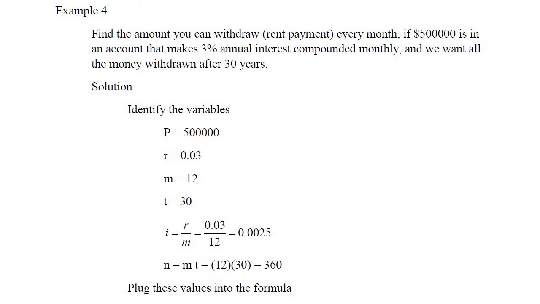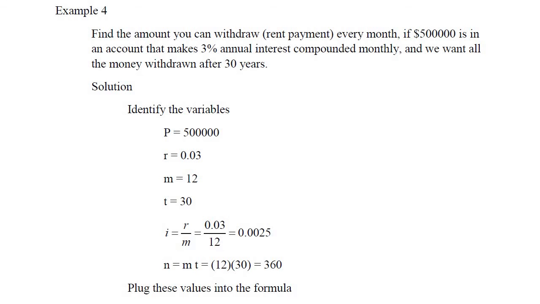All right, so let's take a look at this solution. First of all, identify the variables. The present value is $500,000. The interest rate is 3%, 0.03. It's compounded monthly, so M is 12. And we want to get all the money after 30 years, so T is equal to 30. Using these values, we can calculate I, which is our periodic interest rate, which is 0.0025. And N, that's going to be M times T, which is a total of 360.